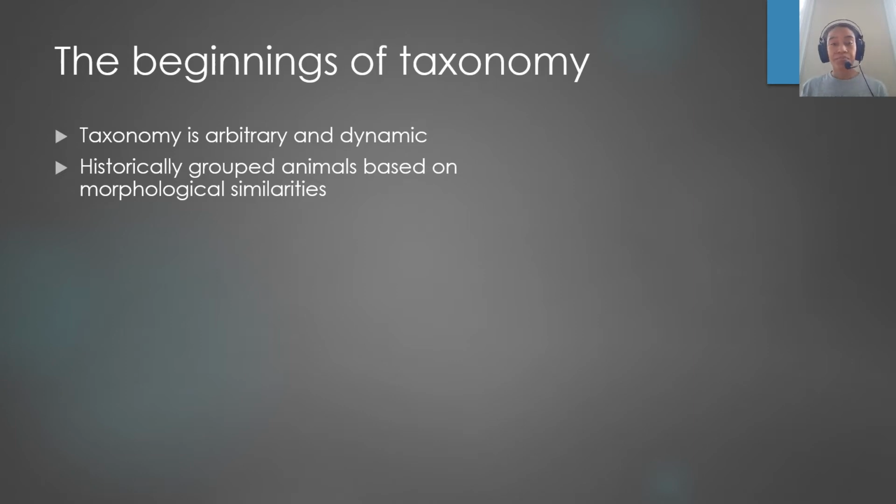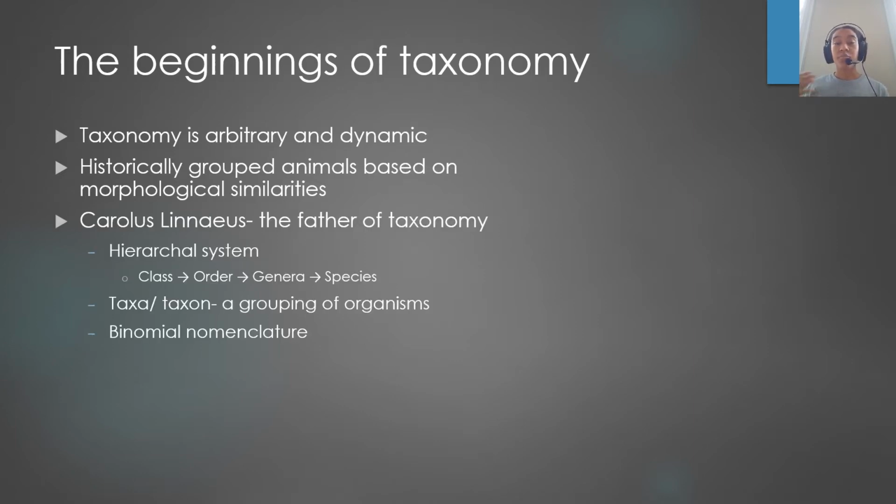The father of modern taxonomy, as we know it today, is Carolus Linnaeus, and he's considered the father of taxonomy because he developed a couple of different systems that we use today. These systems have been modified, but they're still the basis of taxonomy, no matter what kind of system you're using. The first thing is he developed a hierarchical system, where species, which is the most specific, are grouped into a genus, which is larger, and then genera are grouped into an order and then into a class.